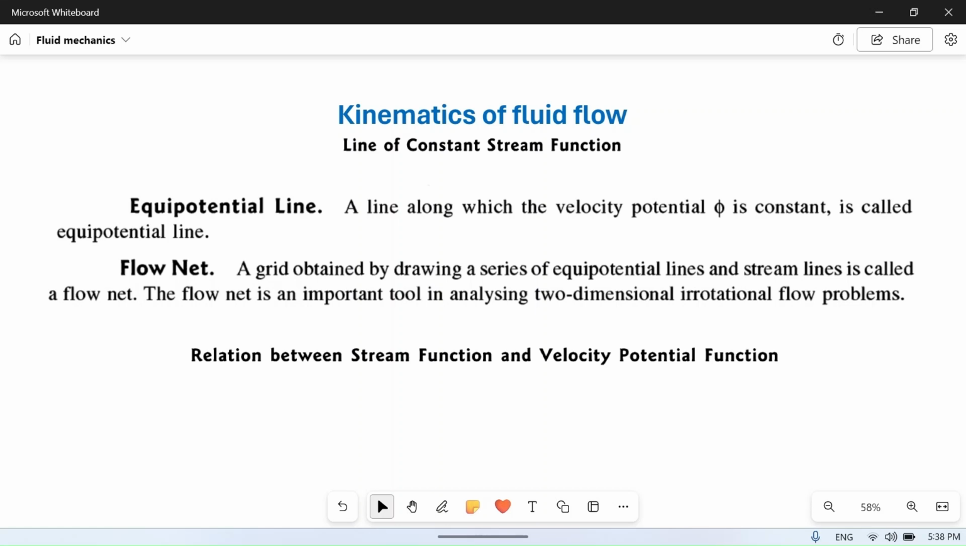So in this video we will study the line of constant stream function, then the equipotential line, then what a flow net is, and we will also see the relation between stream function and velocity function. First of all, stream function is basically defined for two-dimensional flow, so we will write everything in 2D only.